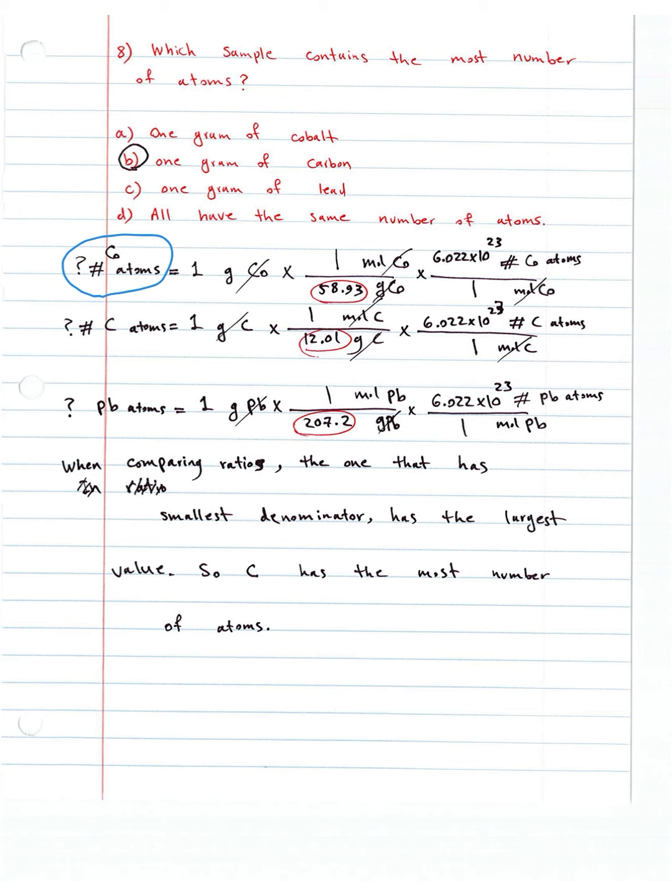Number of cobalt atoms equals 1 gram of cobalt. And then with molar mass, you convert those to mole. With Avogadro's number, you convert to number of atoms. And then here, because these ratios are all the same, you can just compare these numbers. When you have a ratio, when the denominator is smallest, you have the larger number here. So basically carbon, 1 gram of carbon contains the most number of atoms.